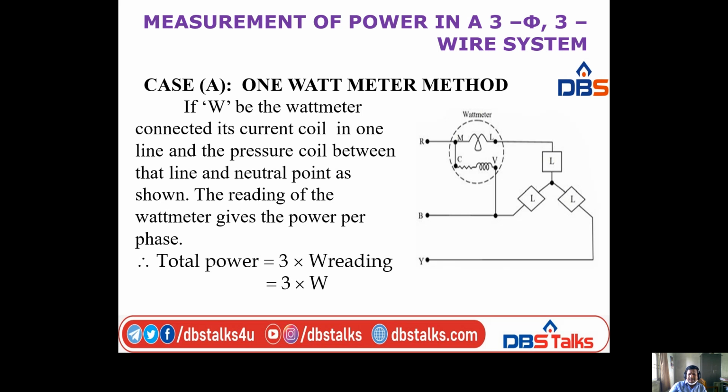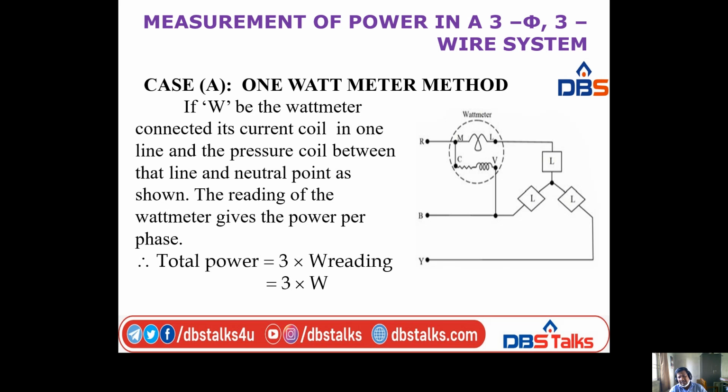Now, mainly the measurement of power in a 3-phase 3-wire system, that is, a 3-phase balanced system. First, here 2 methods will be there. The first method is the one wattmeter method. That means measuring the power by using a single wattmeter in a 3-phase balanced system.